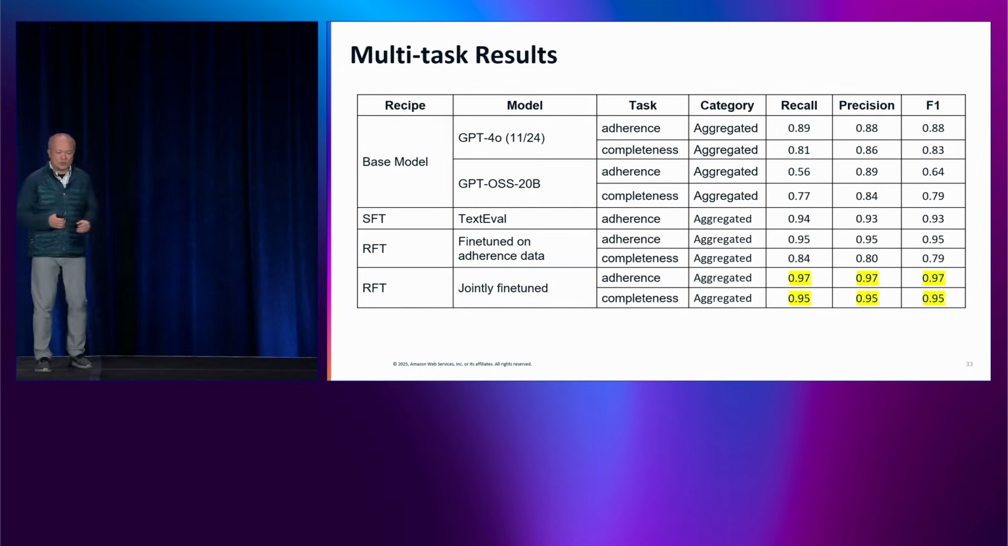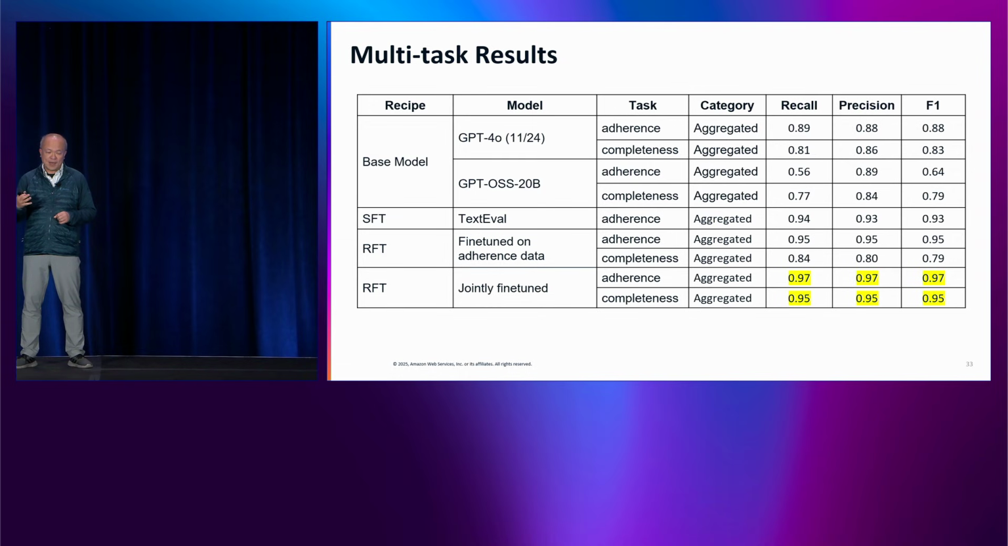Now, the base model for the GPT OSS 20B, now remember, the 4o is probably a trillion parameter model, so a 20 billion parameter model, of course, is going to perform worse. And indeed, 64% for adherence, 79% for task completion. So standard technique number one that Shreya and Shalesh introduced, using SFT, supervised fine-tuning, was able to, using the text eval, uplift it, doing pretty well, up to 93% F1 score.